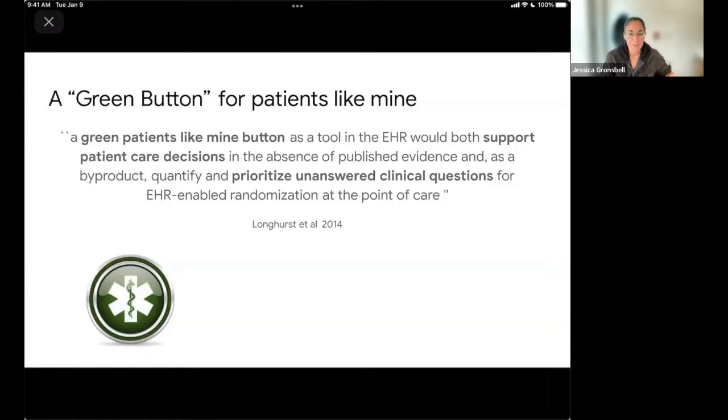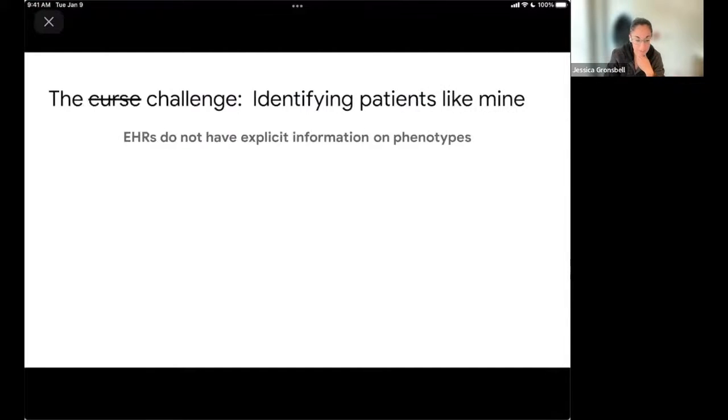But as most of us know, when you go to the doctor, you don't see them pressing a green button. This idea was proposed almost 10 years ago, and it still doesn't exist. So you might wonder why we aren't there in healthcare. What's the issue? Why can't we use this health record data? It turns out this very idea of identifying patients like mine is, while seemingly simple, extremely challenging with health record data, or EHRs.